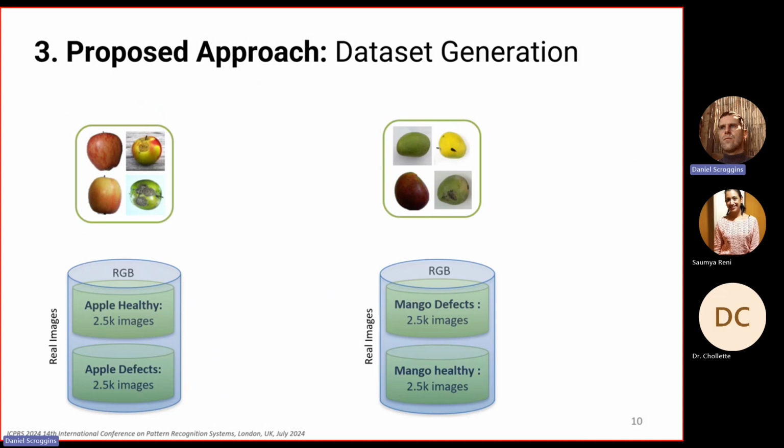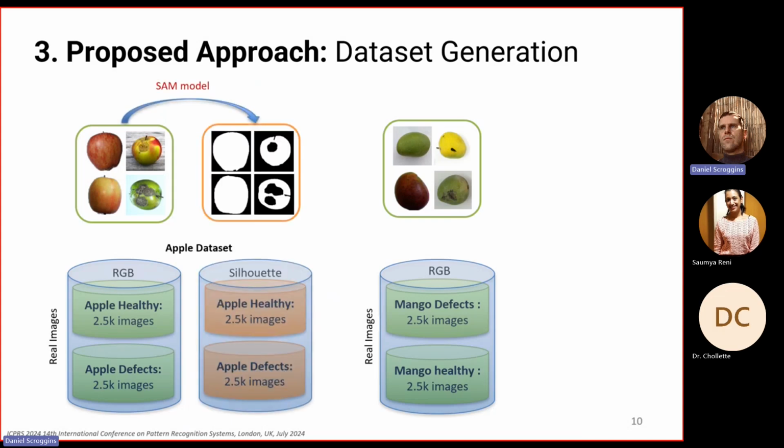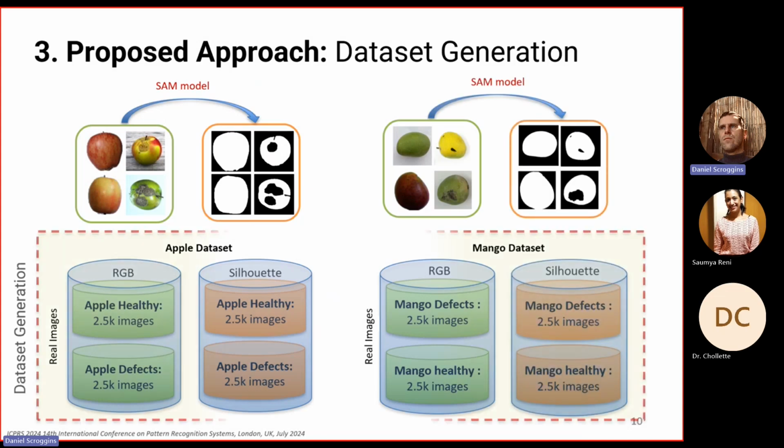For the dataset generation, first of all, the real RGB images dataset from the previous work that we published in another conference was used. Then this real dataset was used in order to obtain a respective silhouette image dataset that was generated using the SAM model. The idea with this new type of dataset, silhouette images, is to allow us to see the details of the defect in the fruit. And this process was done for apples and for mangoes, like you can see.